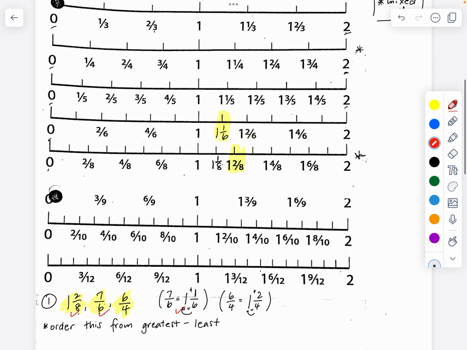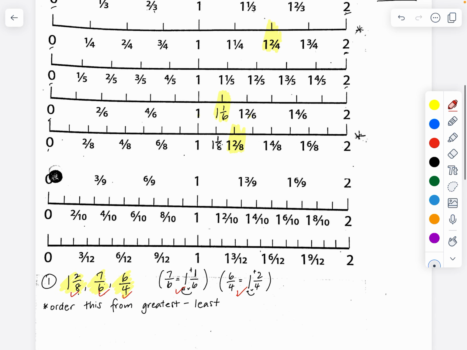The last one is 6/4. 6/4 we've worked out to be 1 2/4. So I'm going to find that. 1 2/4 is up here. It's already marked. And so I've taken care of that.